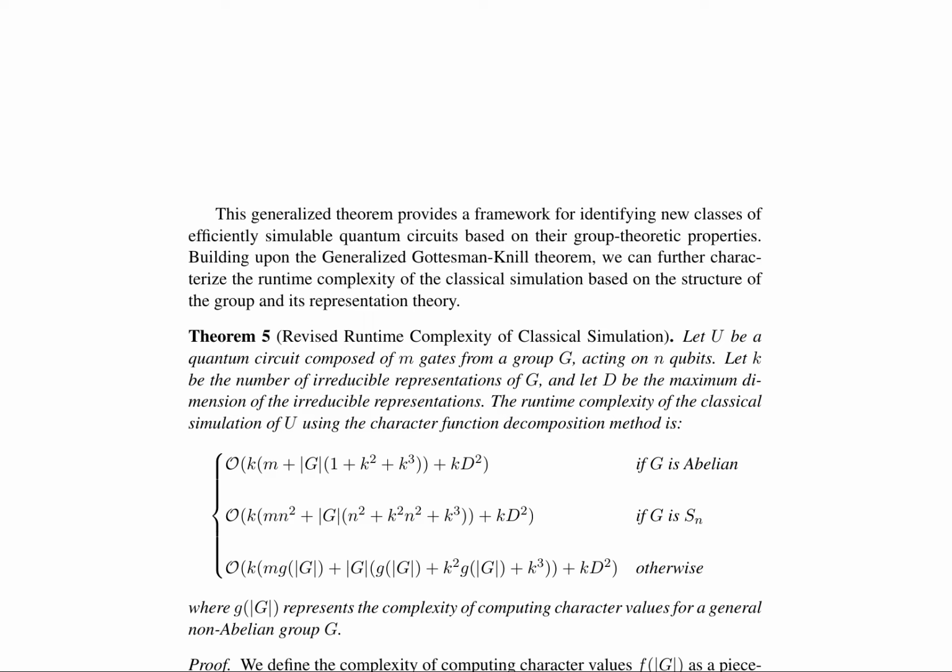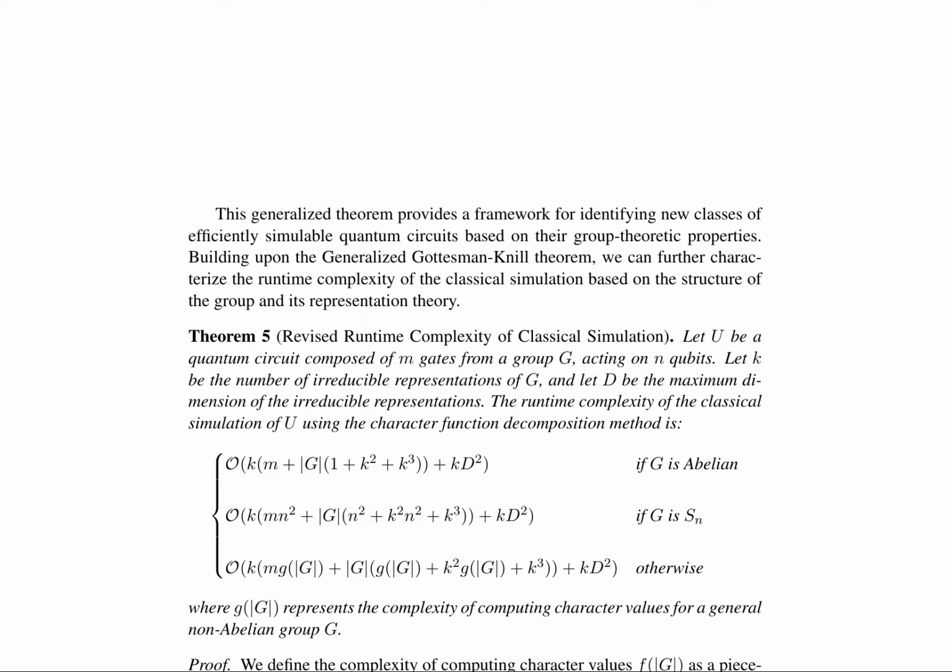Building upon the generalized Gottesman-Knill theorem, the runtime complexity of the classical simulation can be further characterized based on the structure of the group and its representation theory. Theorem 5, the revised runtime complexity of classical simulation, states that for a quantum circuit composed of m gates from a group G, acting on n qubits, the runtime complexity of the classical simulation using the character function decomposition method depends on the group structure.